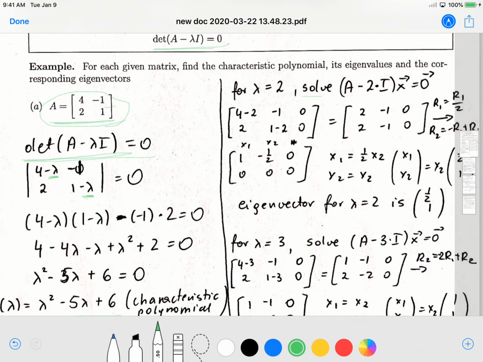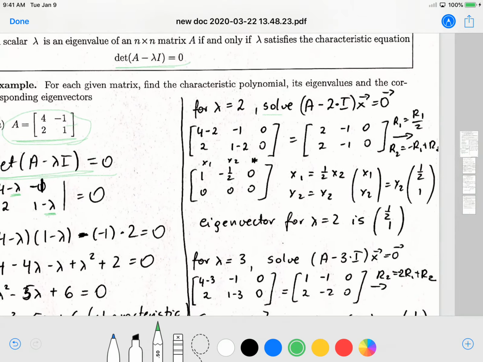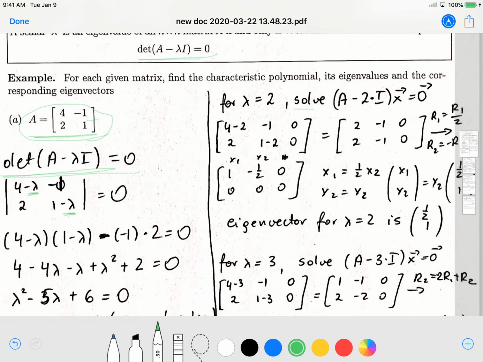So we have the solution, which is nothing else but 1/2 and 1. If I factor, then the solution is right here. So the eigenvector corresponding to lambda equal to 2 is (1/2, 1).